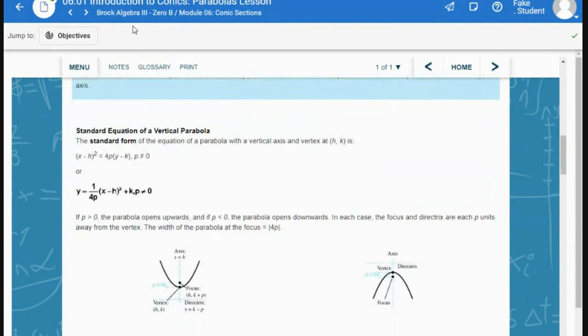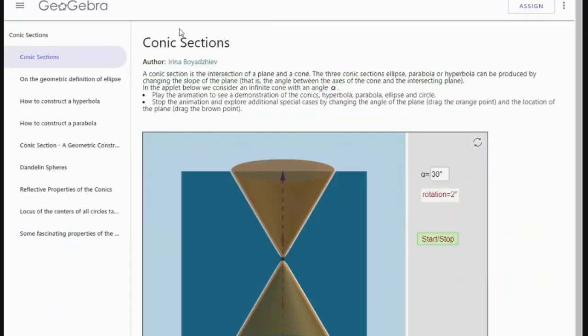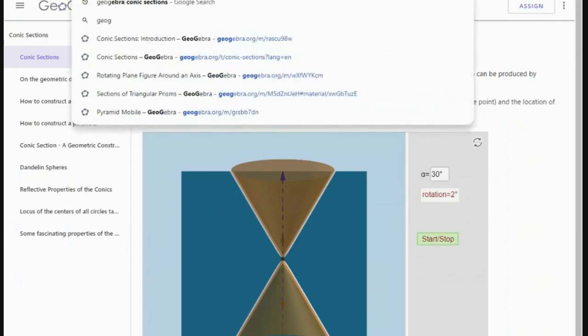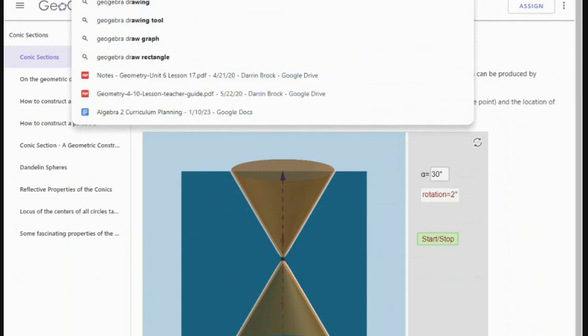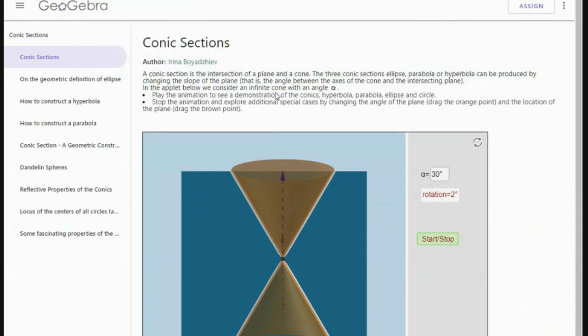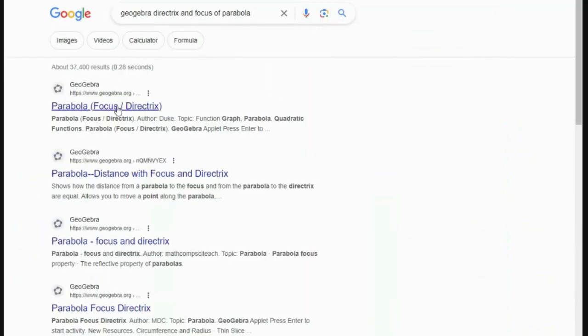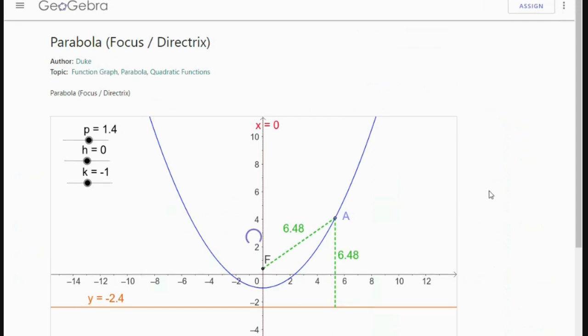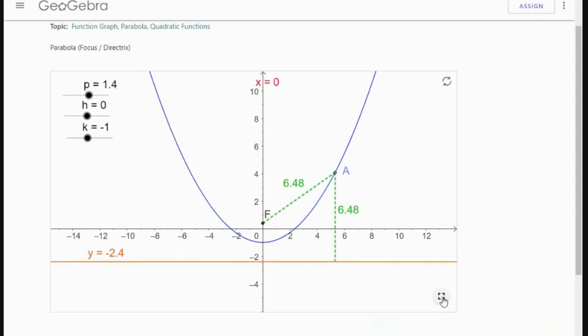So let's look at this directrix first. I'm going to look at this in GeoGebra. I didn't look this one up ahead of time. GeoGebra, directrix and focus of a parabola. There we go. Let's look at this one right here. First one's probably pretty good. All right, perfect. This is exactly the illustration I was looking for.